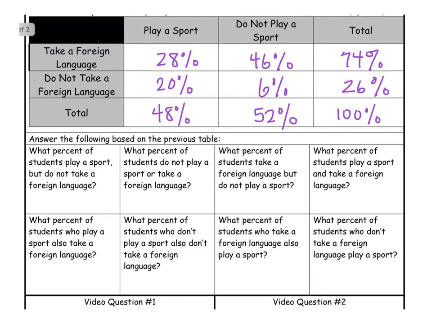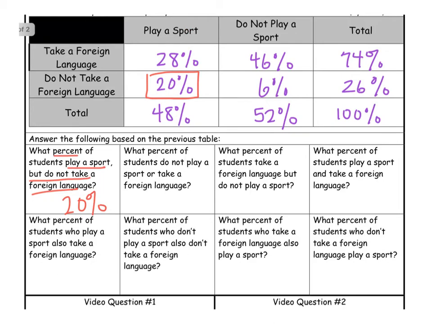Data from the table that we just did a few minutes ago, I just rewrote it a little neater. So we're going to answer the following questions based on the previous table. Question number 1 is asking, what percent of students play a sport but do not take a foreign language? That would be this box right here, because these students play a sport but do not take a foreign language, and so that would be 20%.